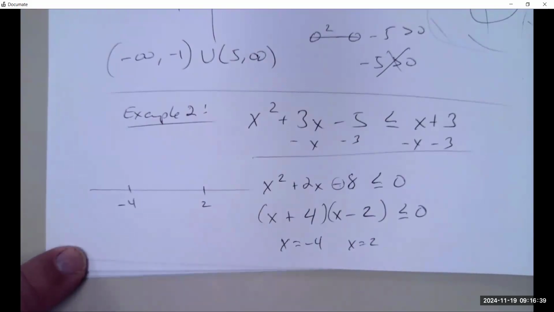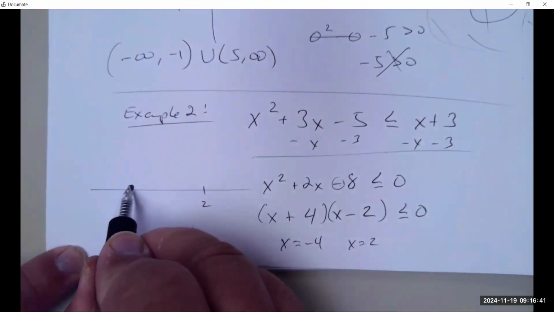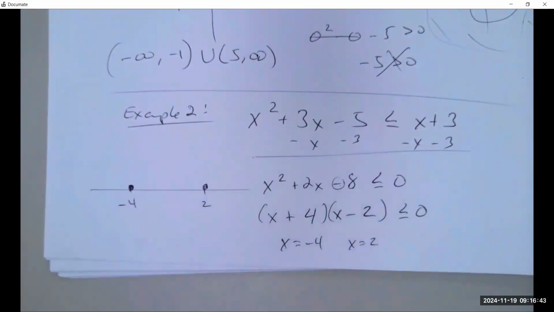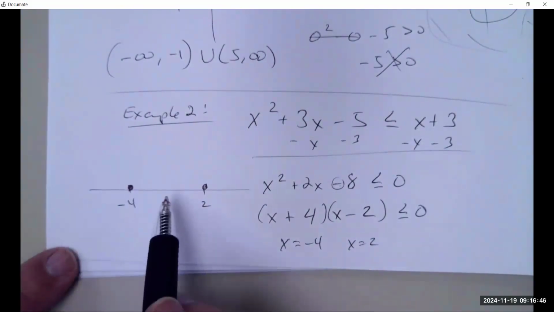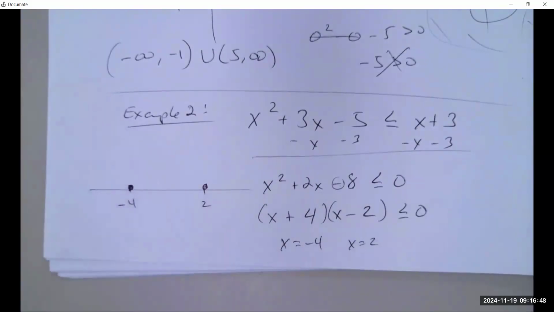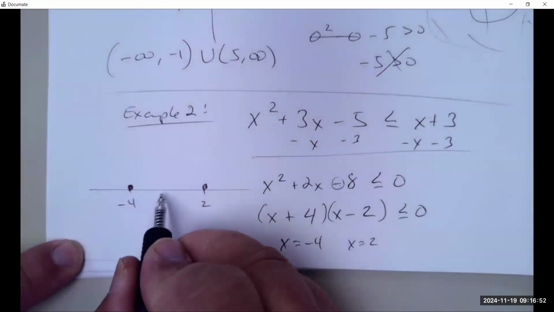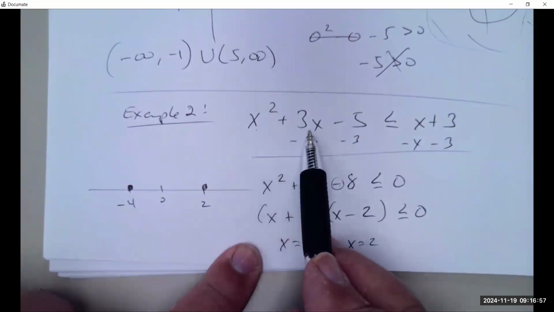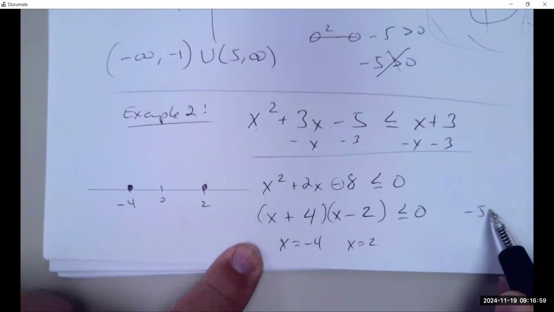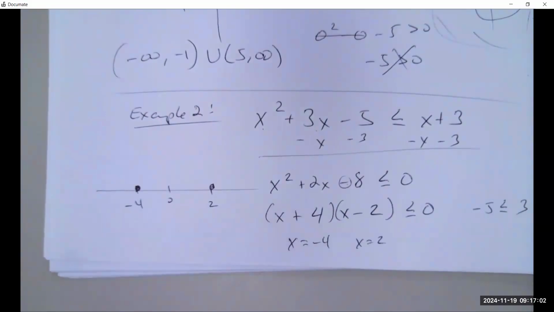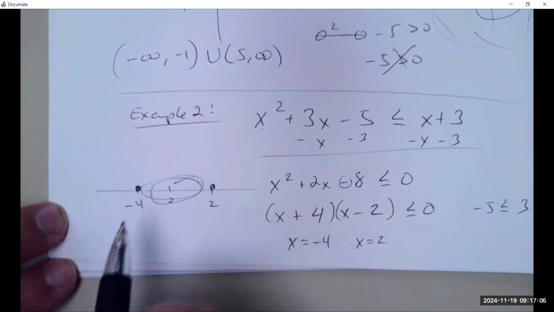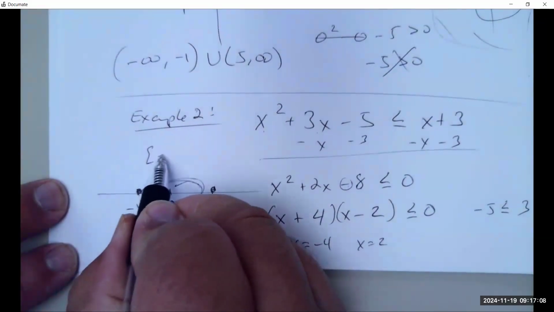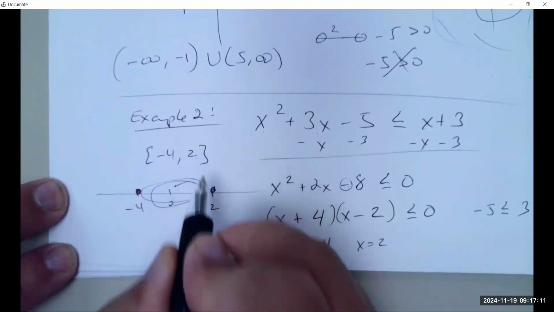Are they open or closed circles? They're closed. Now, it's either going to be between them or on the outsides. It can only be one or the other. It can't be all 3. So let's pick one. Can we pick 0? Yeah. So let's put 0 in there. 0 plus 0 minus 5, so minus 5, is it less than or equal to 3? Yes. So that's my domain. That's my answer. It's between -4 and 2.